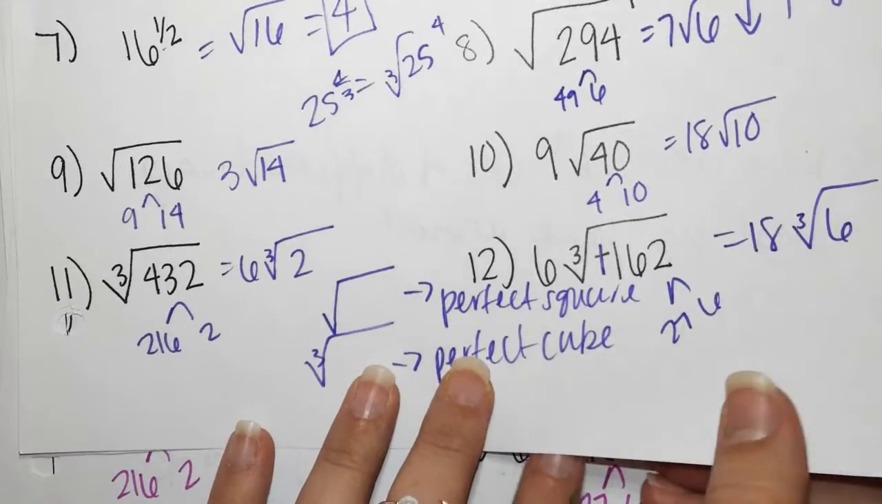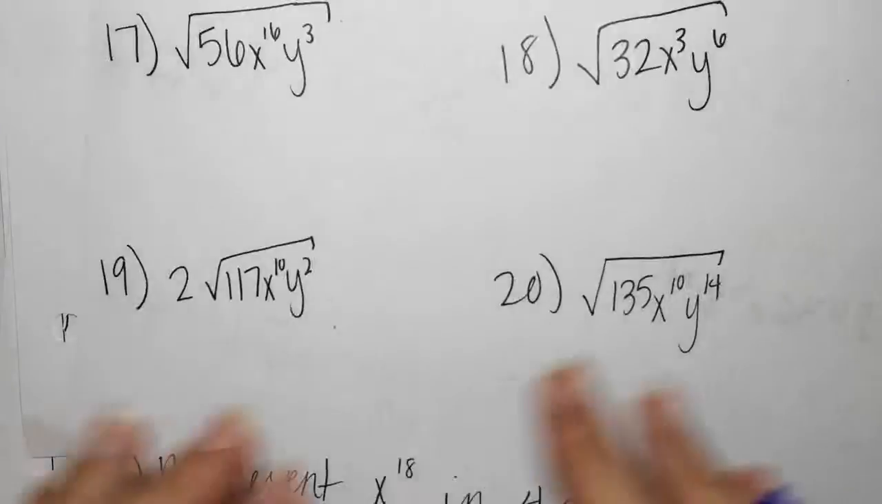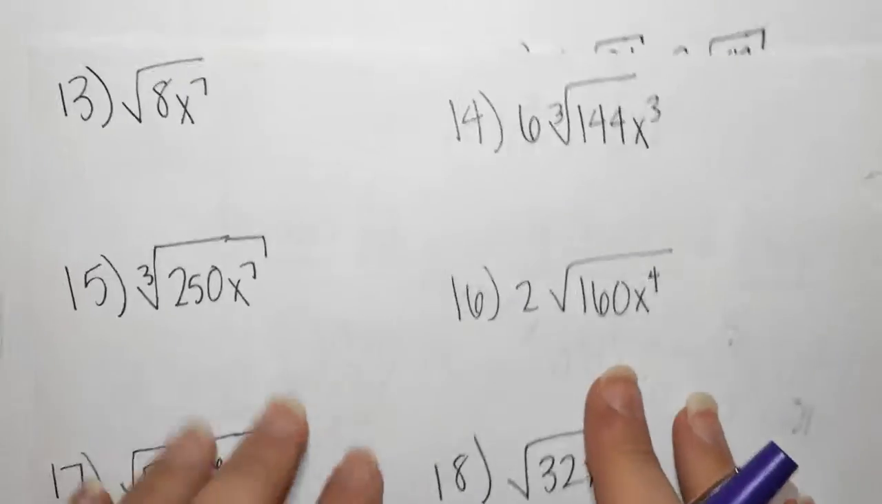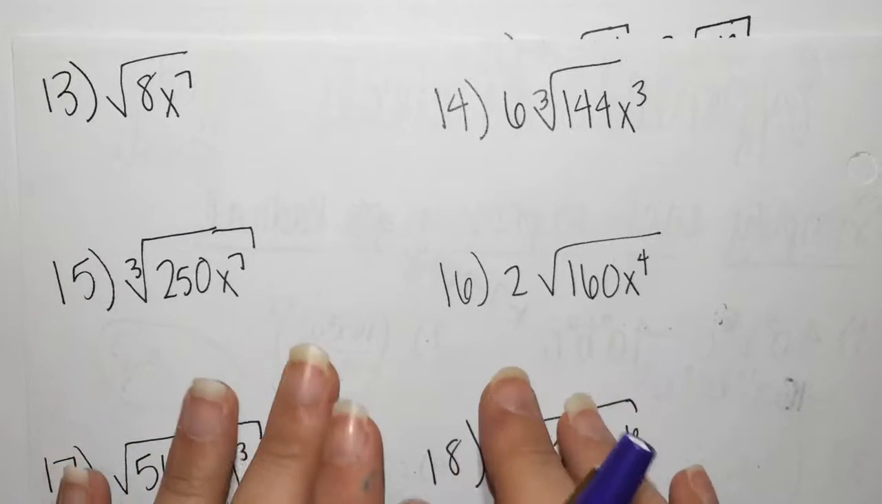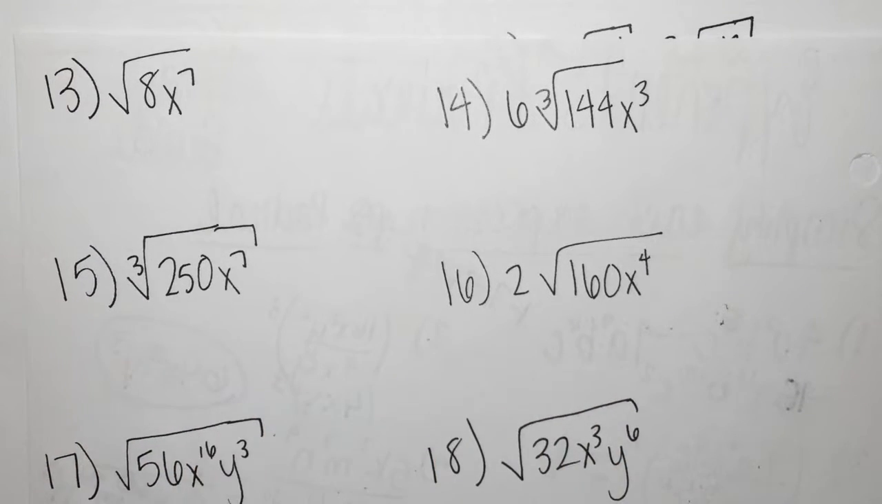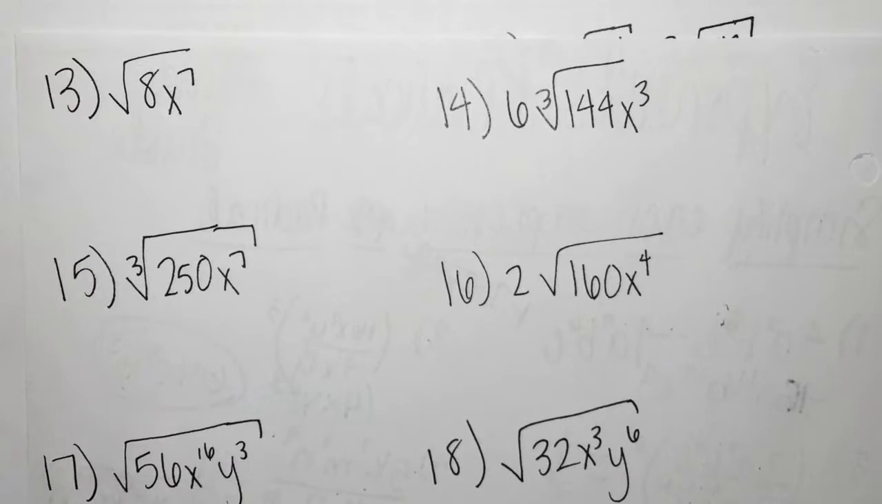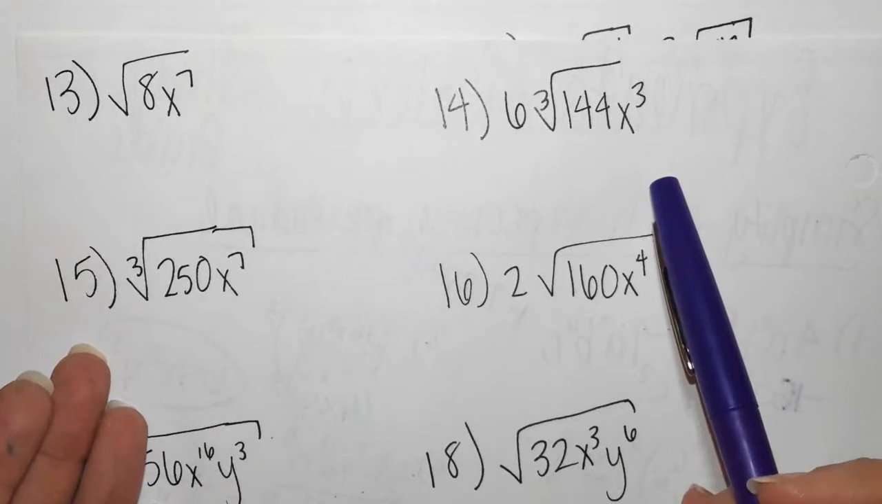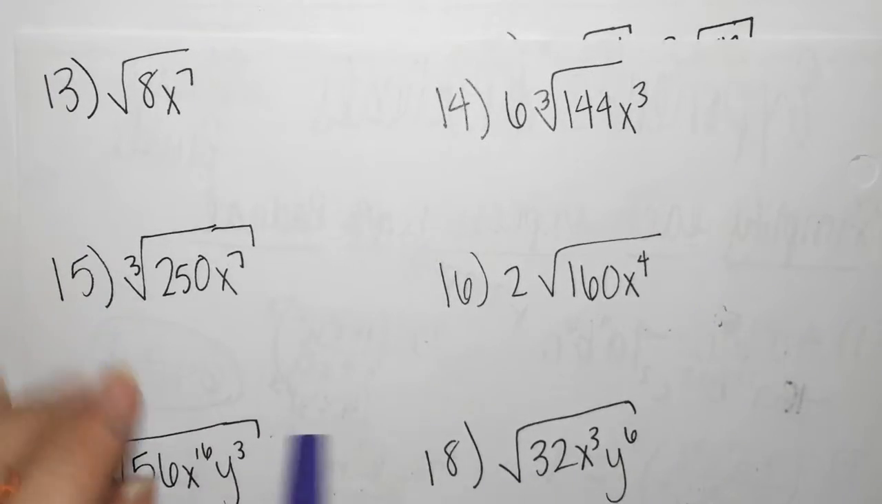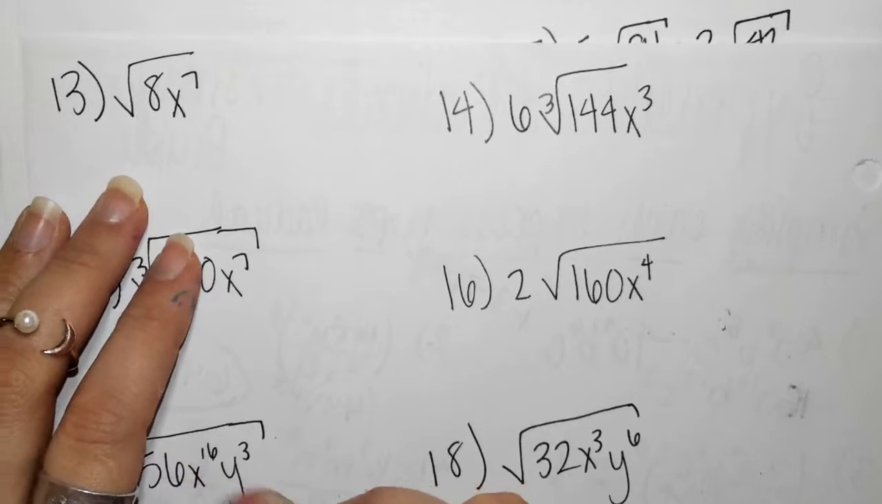Are we ready for the back? Are we sure? We're not sure if we're ready? Can we take a deep breath and be ready? Is it the letters that threw y'all off on the back? Y'all, you just divide by 2 or divide by 3. That's all you do.